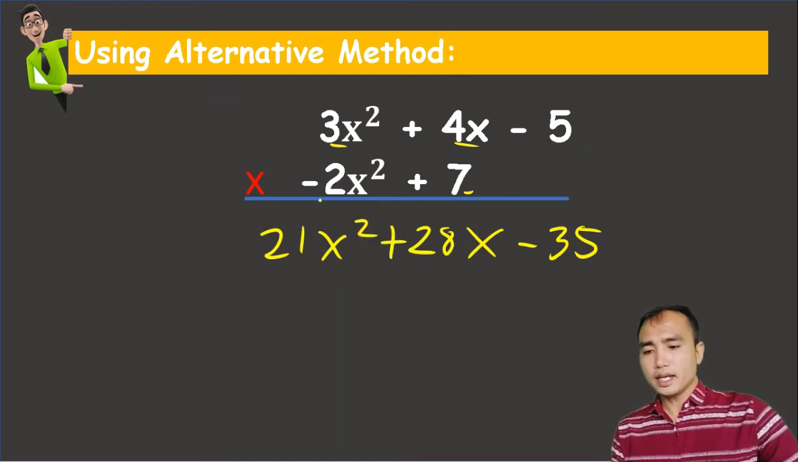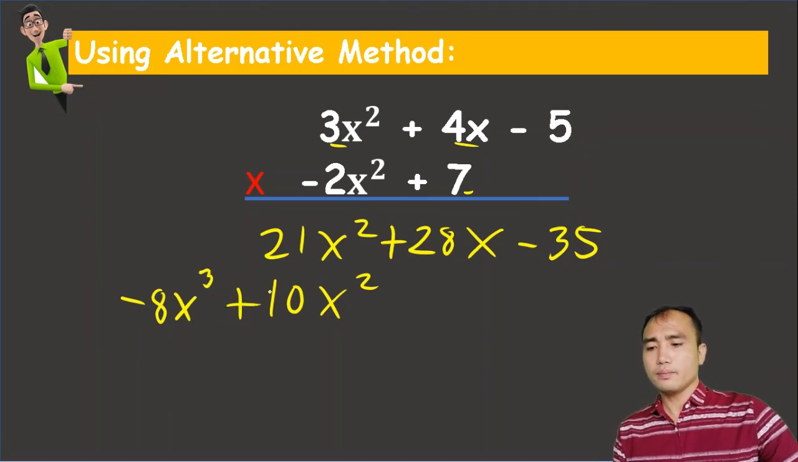After that, multiply negative 2x by negative 5. That is positive 10x squared. So where is the x squared? So here. So positive 10x squared. Next, negative 2x squared times 4x is negative 8x cubed. So cube, negative 8x cubed. Okay. Add. Then, negative 2x squared times 3x squared is equal to negative 6x raised to the power of 4.